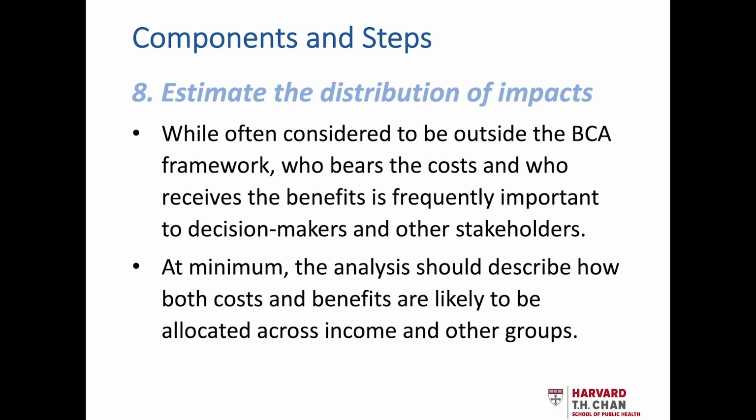Distribution, who bears the cost, who receives the benefits, is often considered to be outside of the benefit cost analysis framework. However, every single guidance document, or at least almost every single guidance document that I've ever read, suggests that people also estimate this. Decision makers care a lot about whether poor people bear the cost and rich people benefit, or vice versa. And providing some information to inform that debate is really helpful. In the guidance document that we've written, we've suggested that at minimum the analysis should include some descriptive information on how net benefits, so both costs and benefits, are likely to be allocated across different income and other groups.